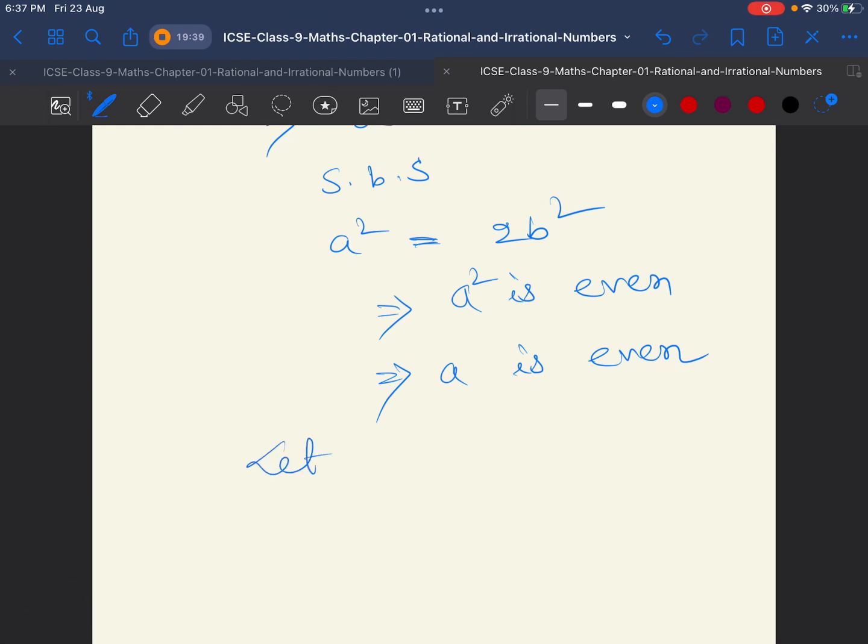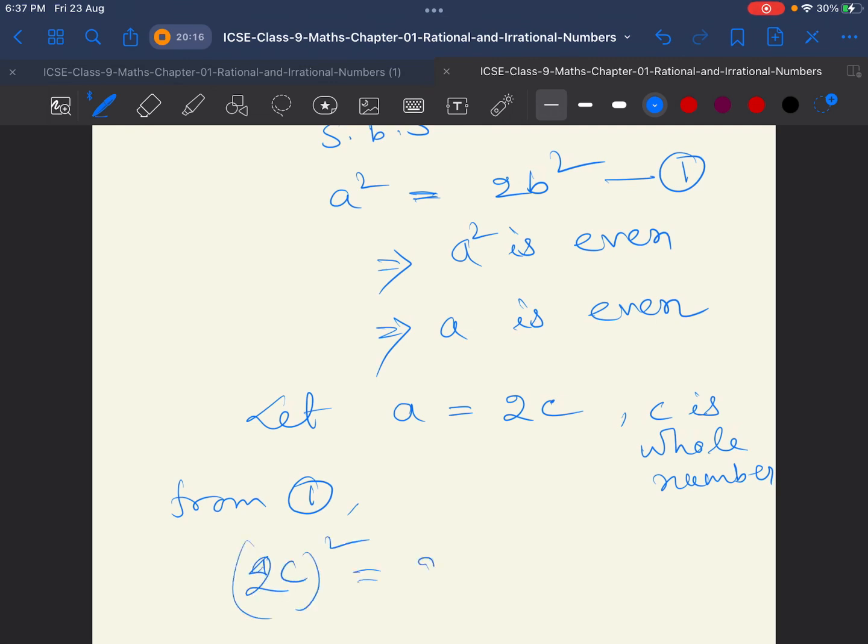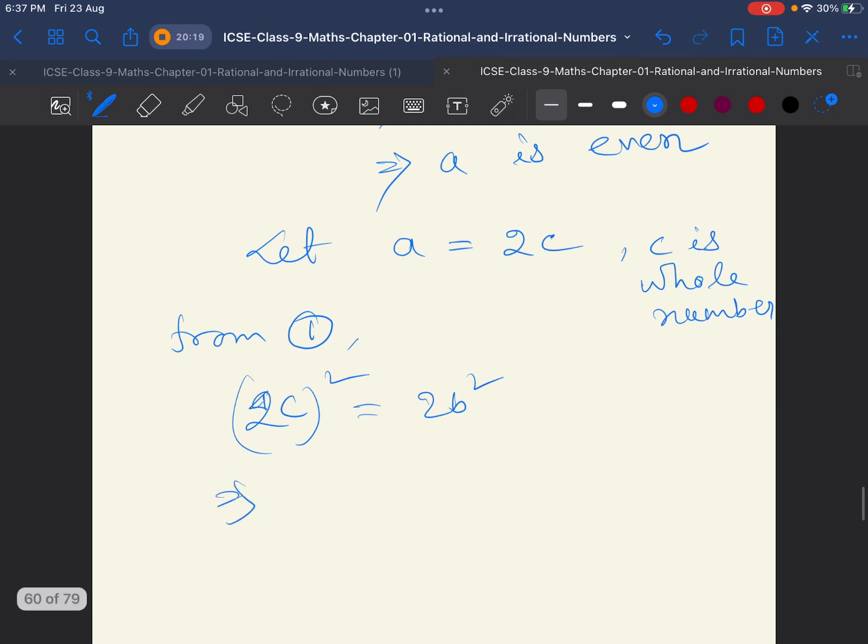Now let a equals 2c. Okay, so now this is equation 1. Here c is a whole number. Now we put from 1, we get a square, meaning we can write (2c) square, equals 2b square.